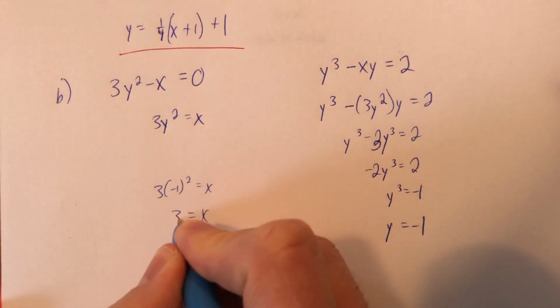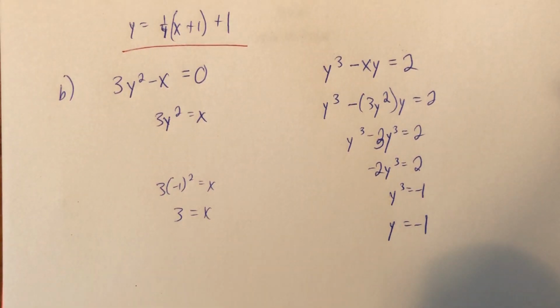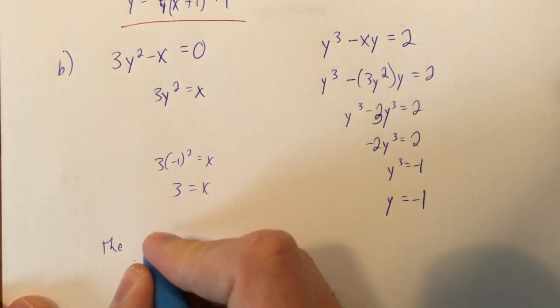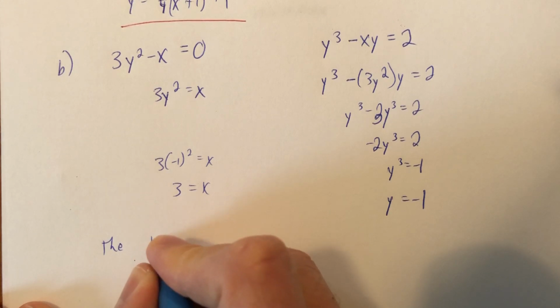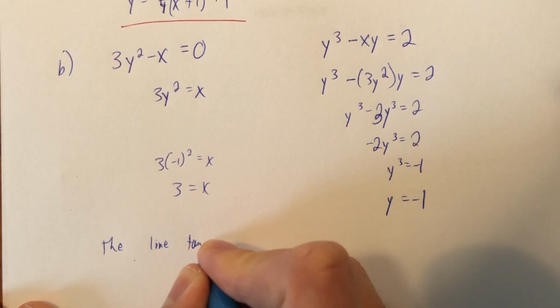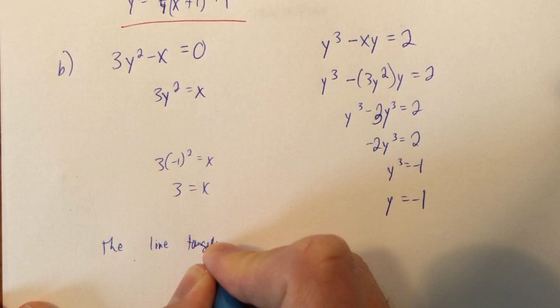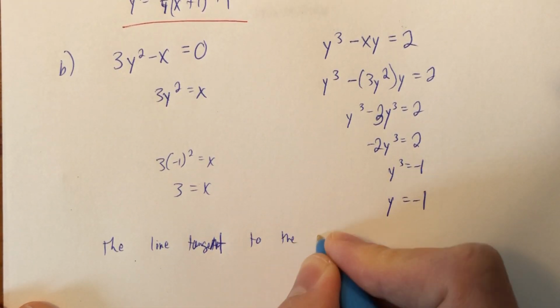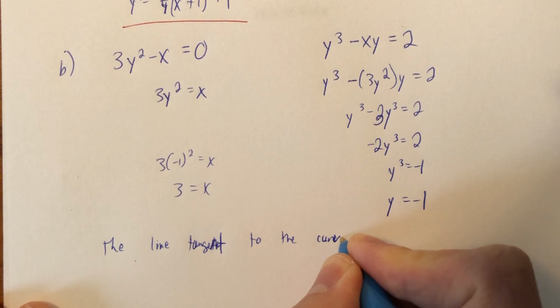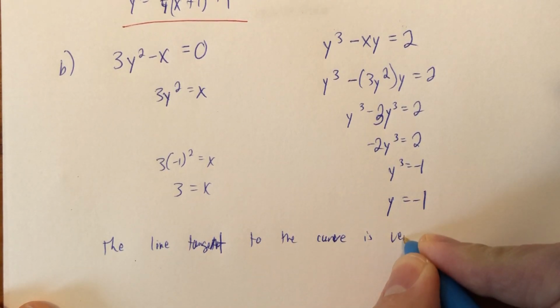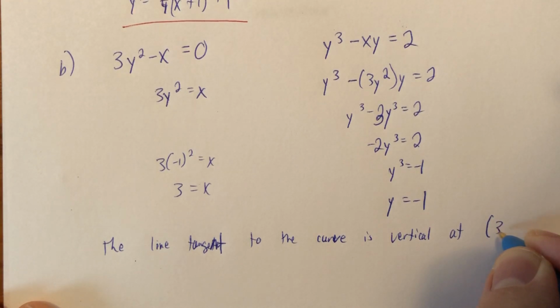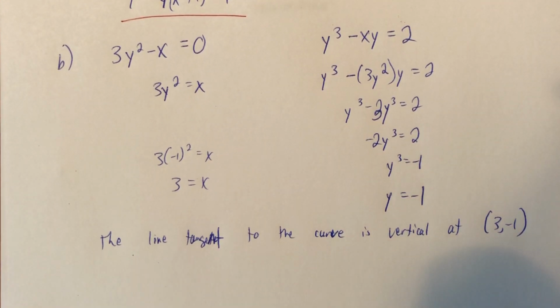So x equals 3. And so I'm going to write it as a sentence just because I want to put it in context. So the line tangent to the curve is vertical at the coordinate 3, -1.